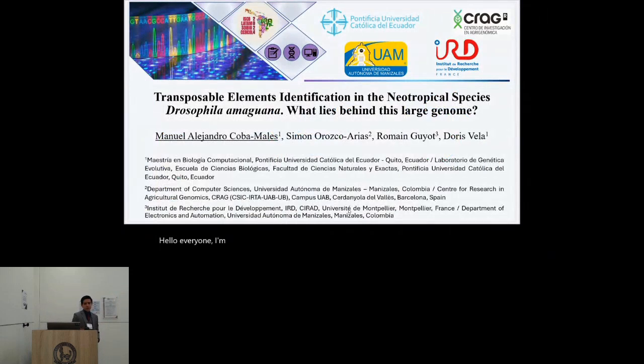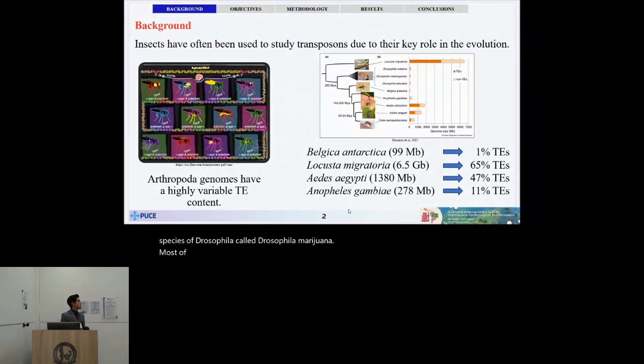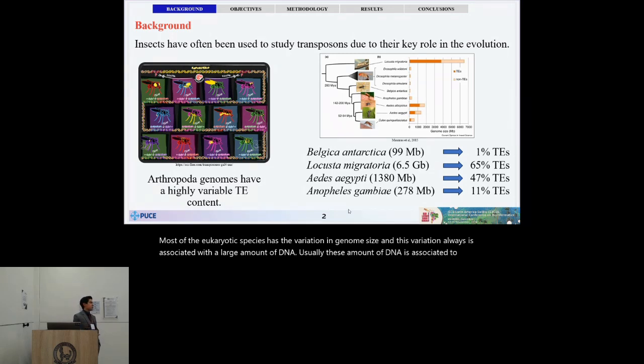Glad to be here to present my work about transposable elements in a Neotropical species of Drosophila called Drosophila amaguana. Most eukaryotic species show variation in genome size, and this variation is always associated with a large amount of DNA. Usually, this amount of DNA is associated with repetitive DNA, such as transposable elements, simple repeats, even satellite DNA.